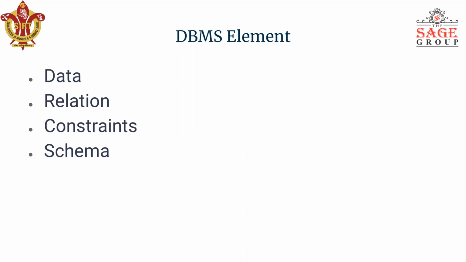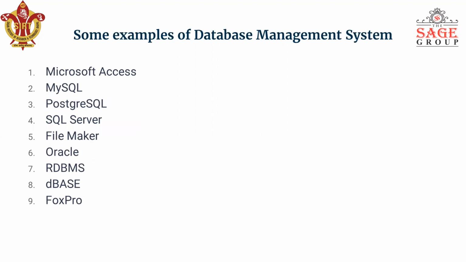Relation means whatever interrelated data is there in that particular database table. Third one is constraint. Constraint means whatever condition you want to apply for storing or fetching the data from the database. And schema. Schema is basically the overall design of a database. So these are the four basic elements for forming a database management system.